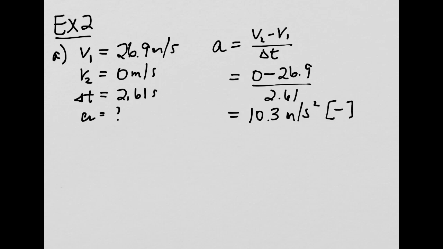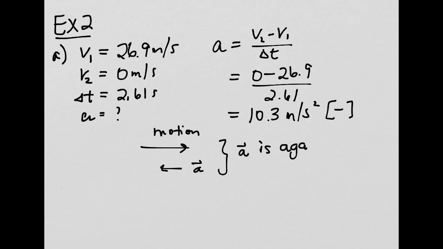negative direction. So what does that mean? If we say that the car is moving this way, then the acceleration is that way. That means the acceleration is against the direction of motion, which makes sense because the car is slowing down. So the acceleration or the force acting on the car needs to act in the opposite direction of motion to slow it down. For part B, it's asking for the net force needed to cause that acceleration.